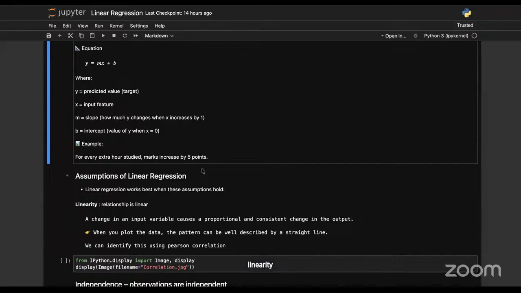Linearity. So this is basically why the Pearson correlation is very important. The relationship has to be linear. A change in an input variable causes a proportional and consistent change in the output. So note, the reason I was talking about correlation is because m in our linear regression tells us exactly how much that proportion of change is to our target variable based on our input variable. Our Pearson correlation coefficient tells us the strength of the linear relationship.